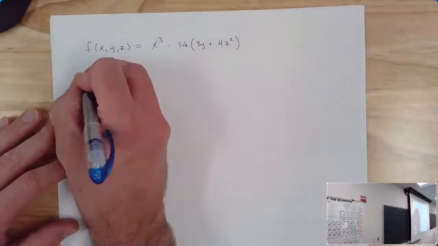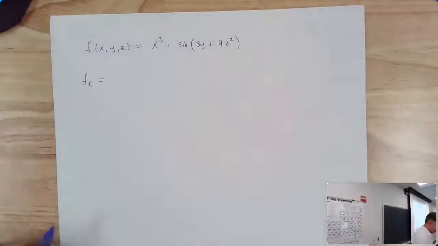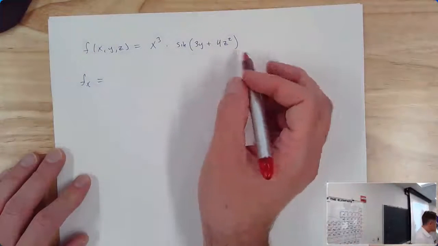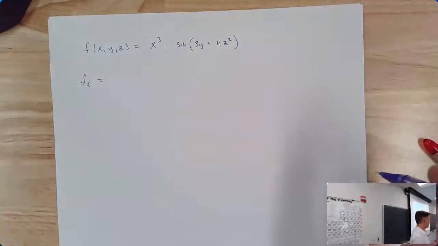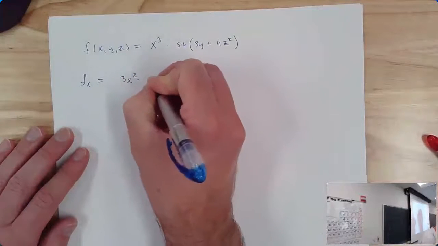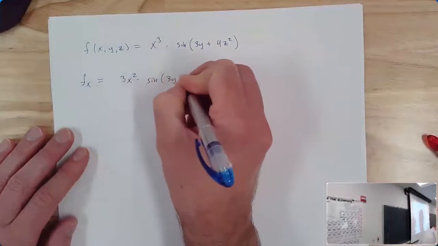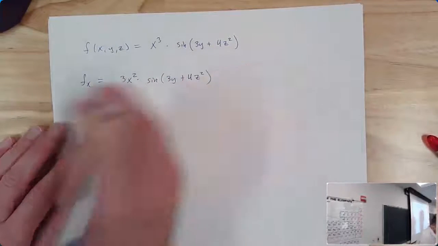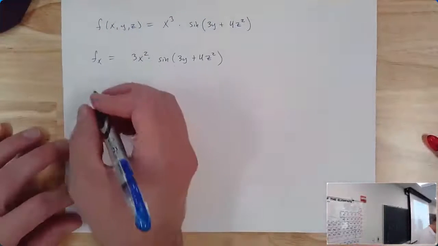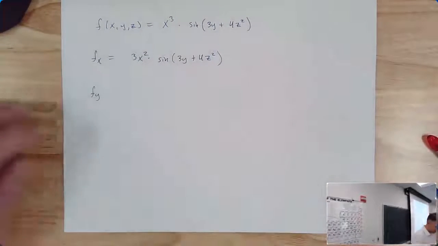So I want to find fx. I'm just going to pretend like y and z are constants. So as far as I'm concerned, all of that is a constant. So I have x cubed times a constant, and my derivative is 3x squared times the constant. Not too terrible. Fy.